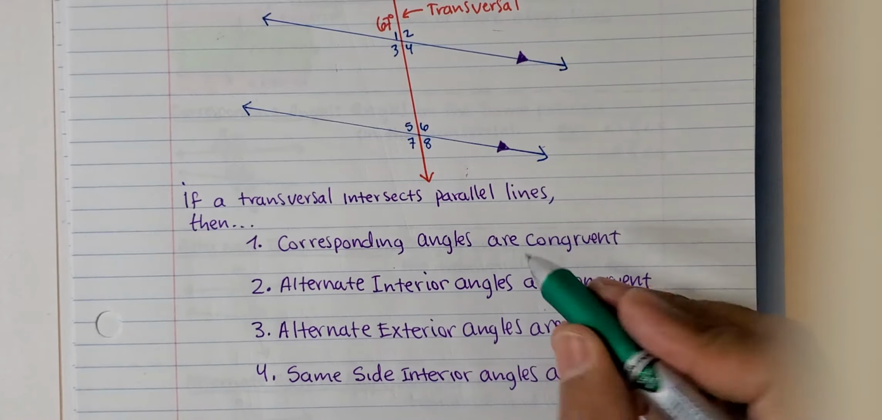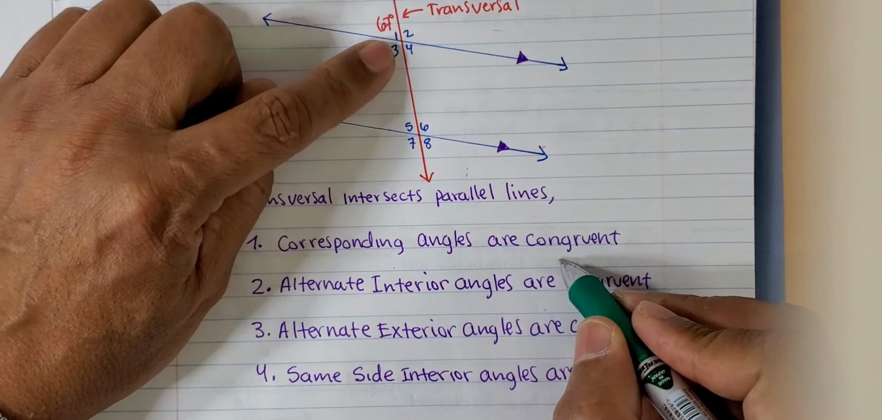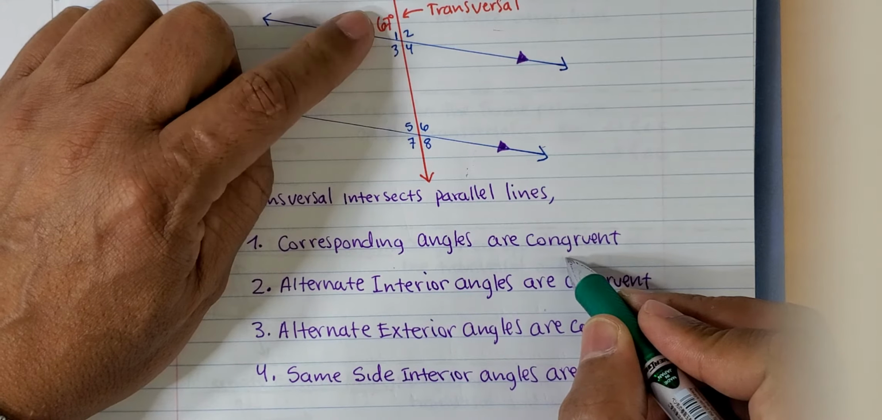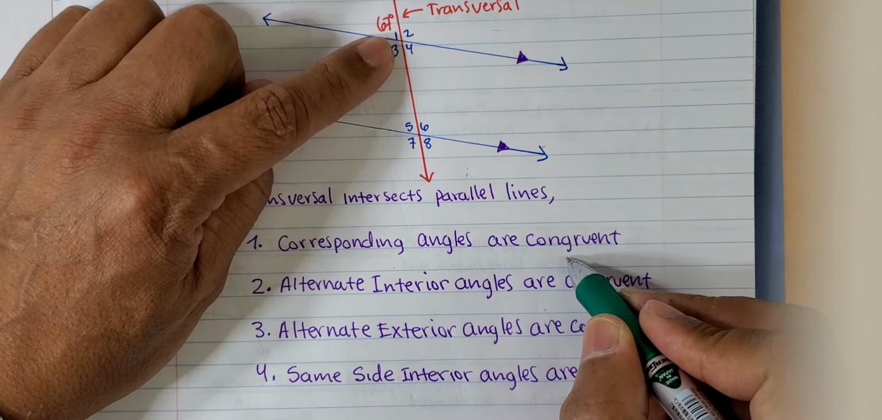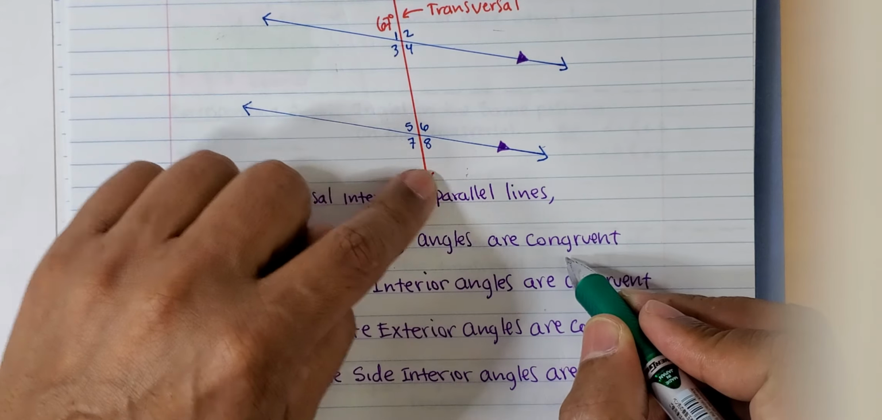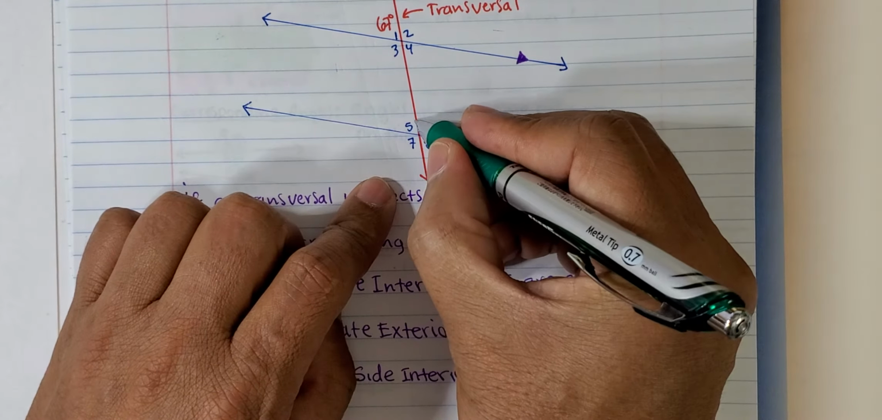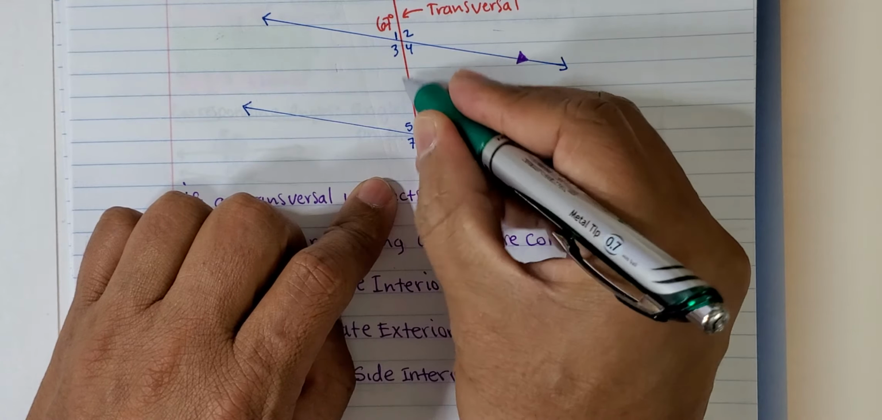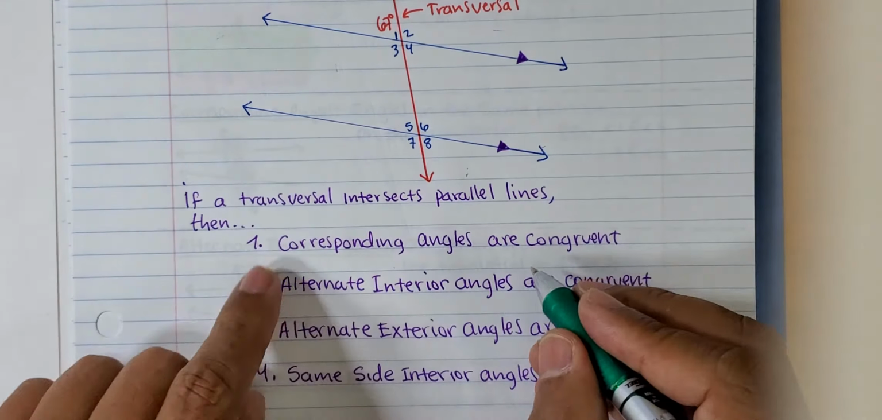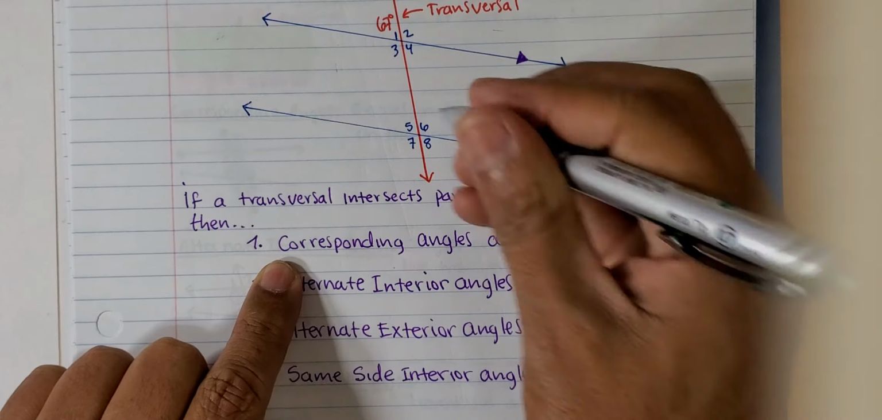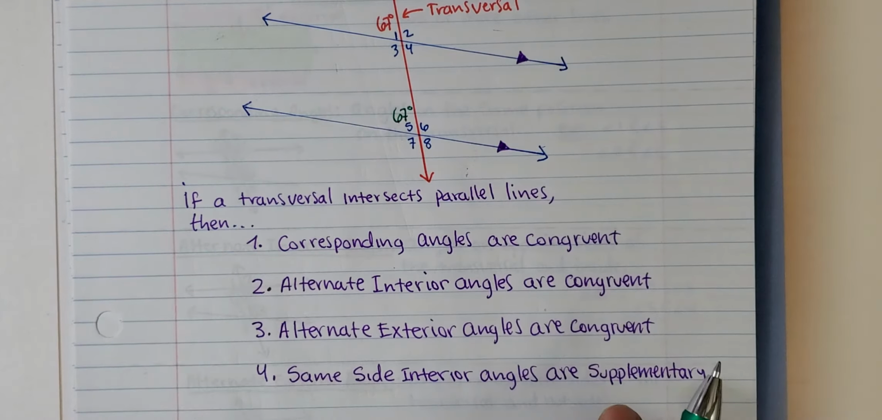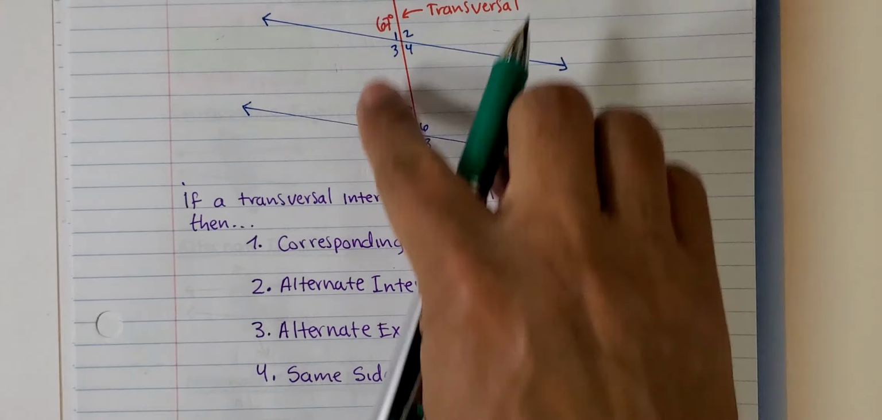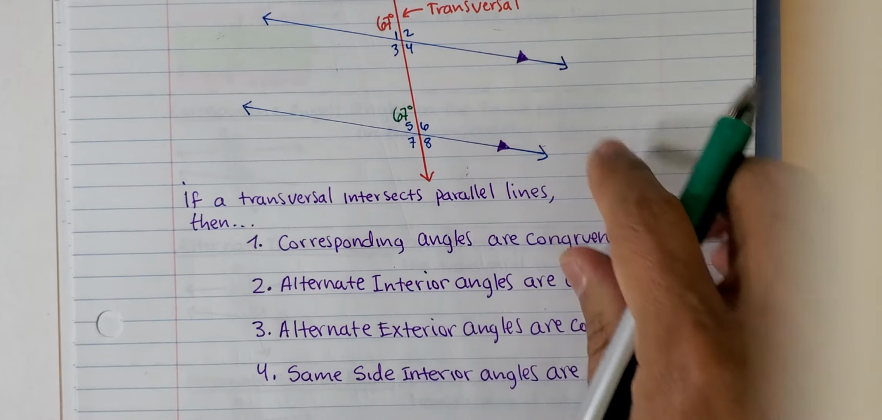So corresponding angles. So this angle 1, we already know the measure of angle 1 is 67 degrees. So which angle corresponds to angle 1 but at this intersection? And the answer is angle 5. So since this angle is 67 and the corresponding angles are congruent, then this angle is also 67 degrees.